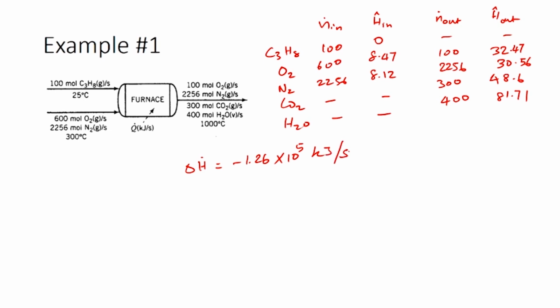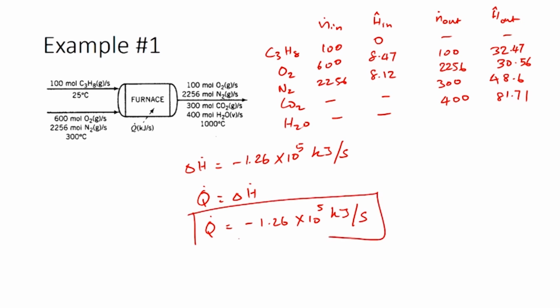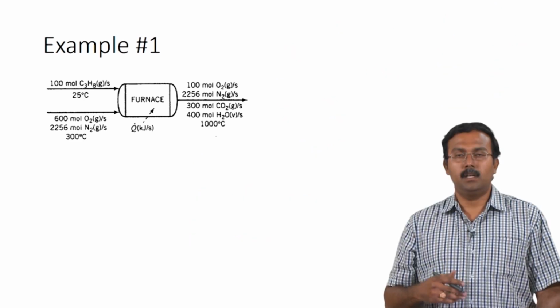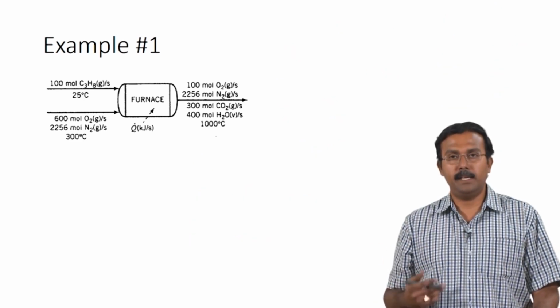So, substituting this back into the general energy balance equation we had, Q dot equals delta H dot. So, which means Q dot is equal to minus 1.26 times 10 power 5 kilojoules per second. So, this is the value we have for Q. So, this way we have actually applied the heat of reaction directly and we have been able to solve the problem. Now, let us look at the heat of formation method.